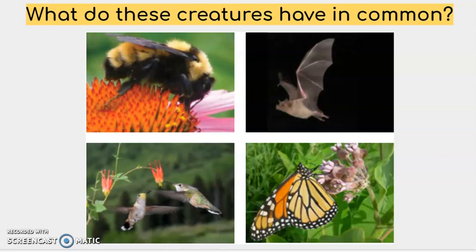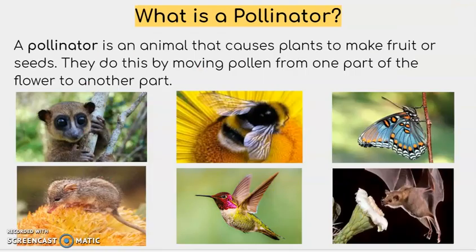What do these creatures have in common? If you guess that they're all pollinators, you're right. Here are some more pictures of different kinds of pollinators. But what exactly is a pollinator? A pollinator is an animal that causes plants to make fruit or seeds. They do this by moving pollen from one part of the flower to another part.